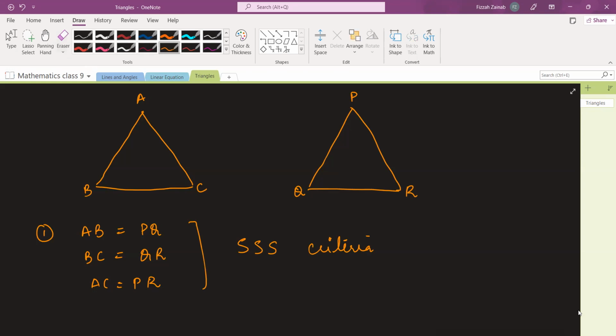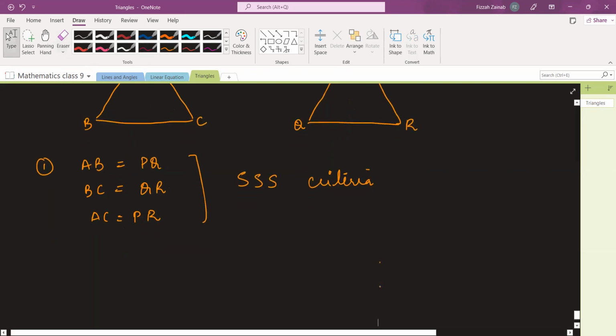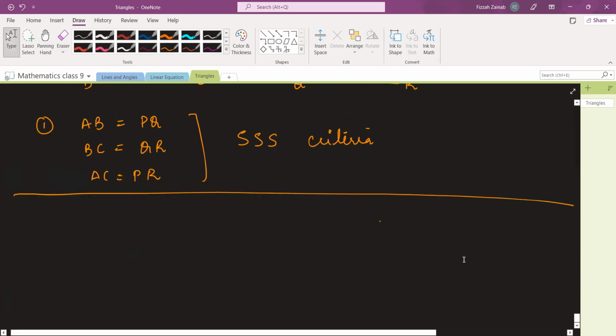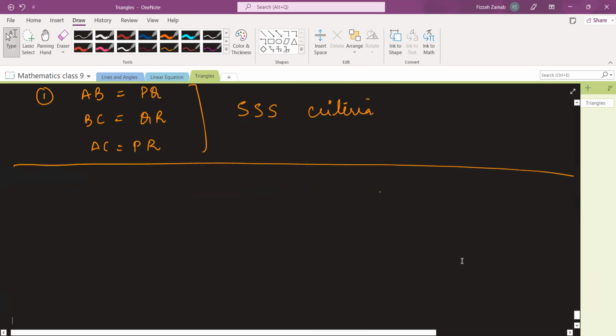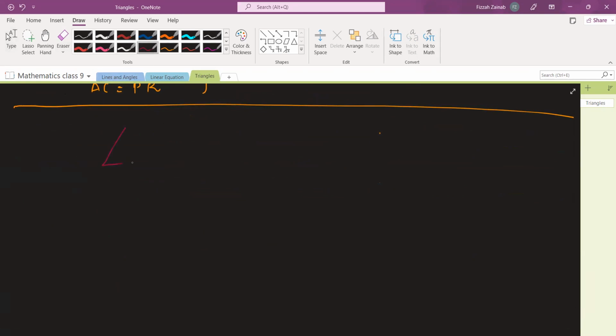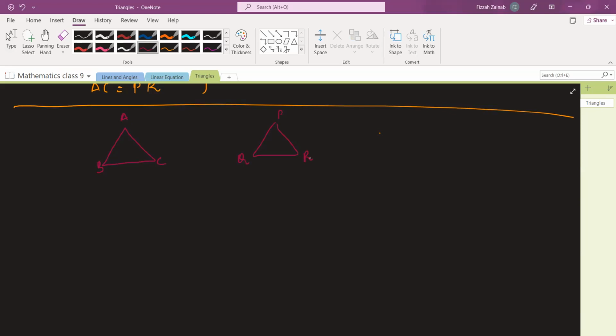Yeah, this is simple. Now, there can be a possibility that... now try to understand, this is important here, and here you are getting confused. These are the two triangles, right? A, B, C, and this is another, P, Q, R. Now try to understand what can be given to you.